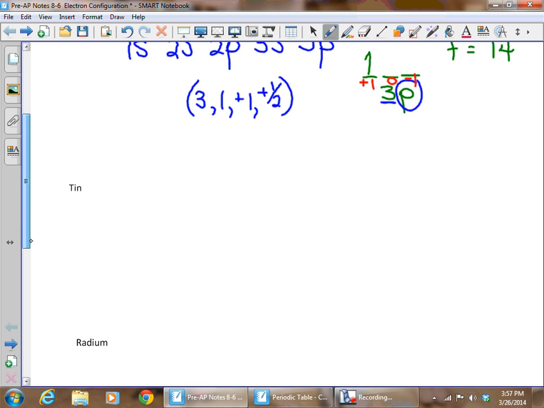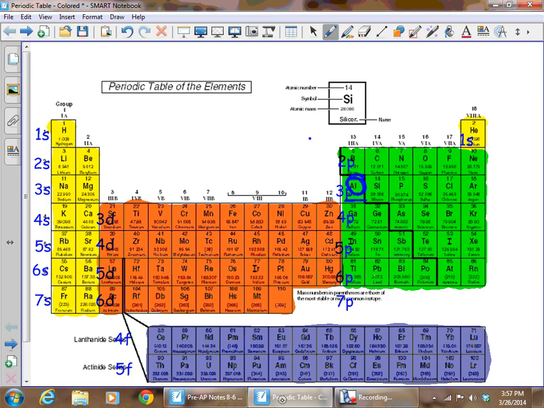Let's move on to tin. And look back on the periodic table. Tin is number 50 right here. Notice that it is a 5p element. That means its last outside electrons are in that 5p sublevel. Also notice that tin is the second element over in that 5p sublevel, and that's going to tell us that we need to put 2 electrons in that 5p sublevel.